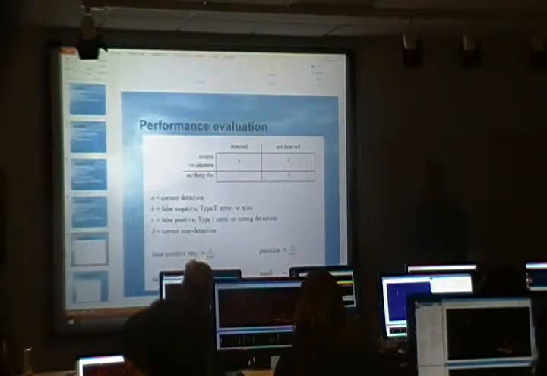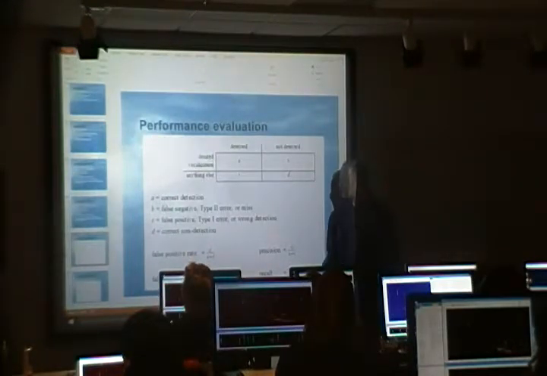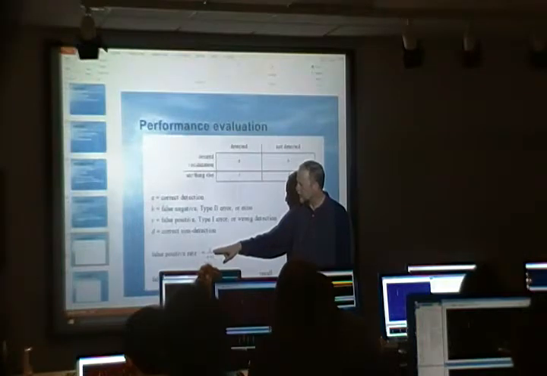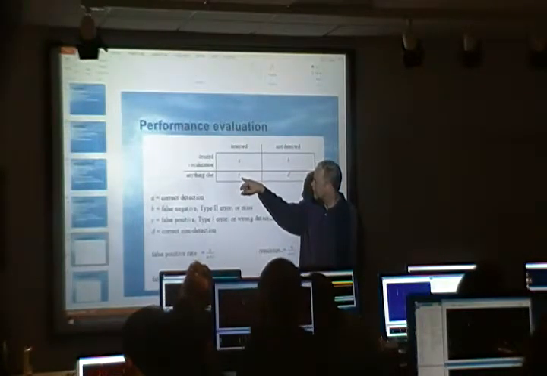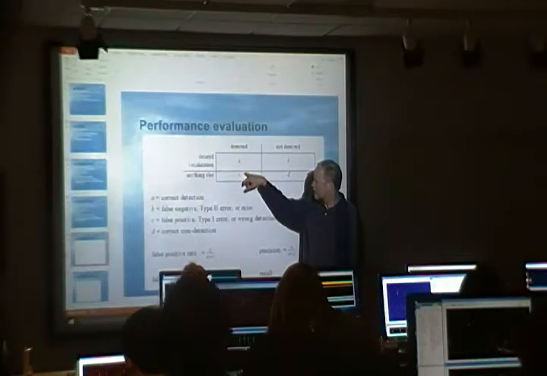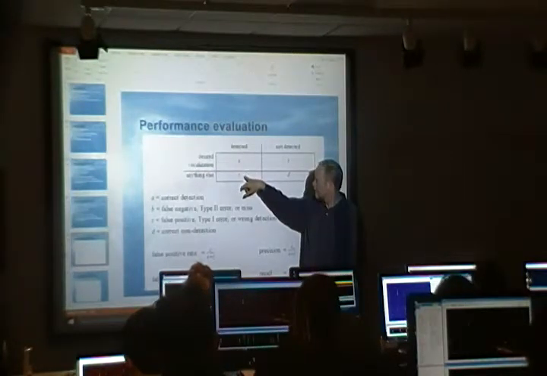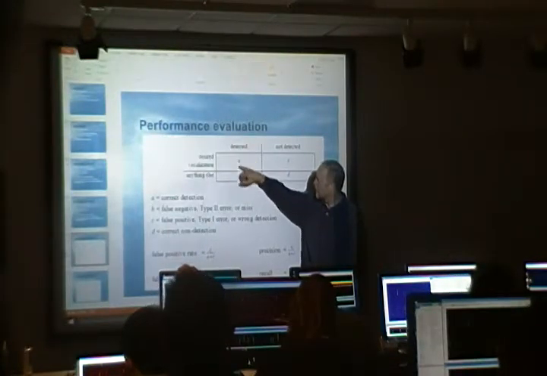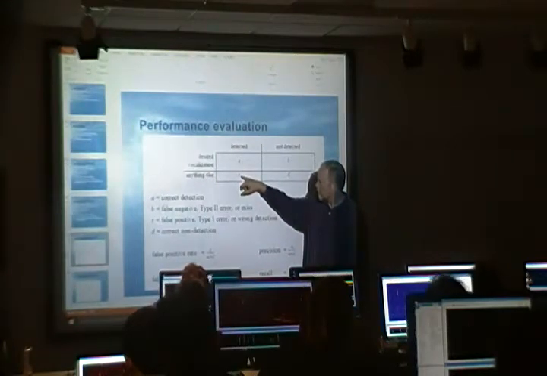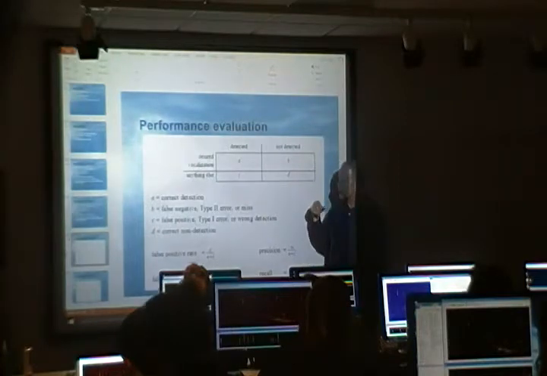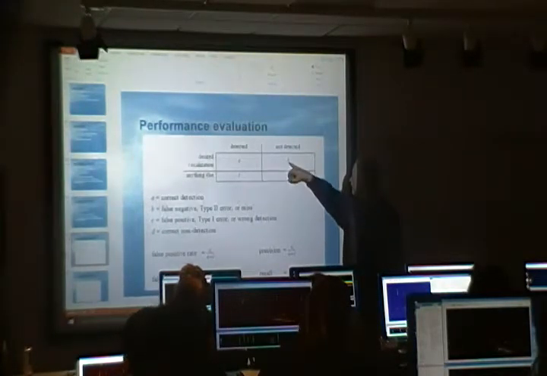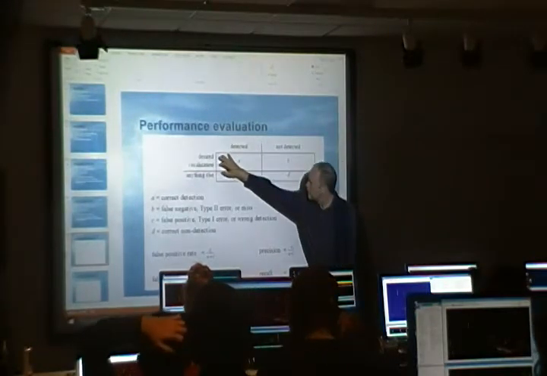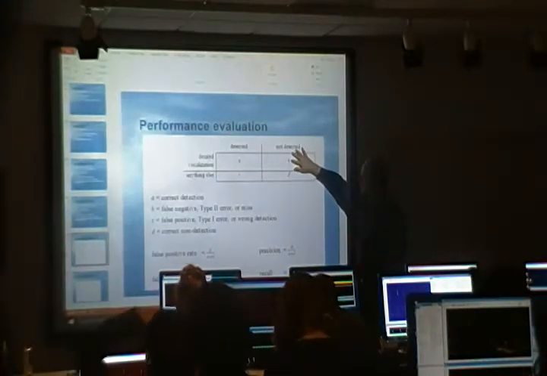People use a variety of statistics. Some of the most popular ones are the false positive rate, which is what fraction of the calls that were detected are in fact correct. False positives are incorrect. So these are the incorrect detections. It was detected, but it wasn't a call. And so we say, of all the things that were detected, what fraction of them are correct? False negative rate is the number of times there was a call present, which is this line right here, call present, and we missed it. So that's the false negative rate.